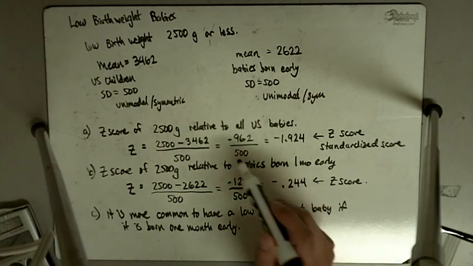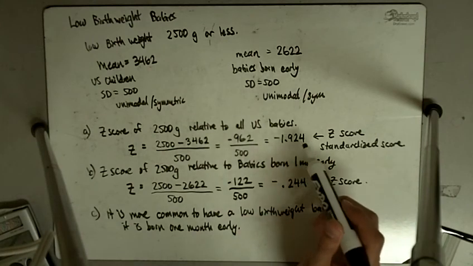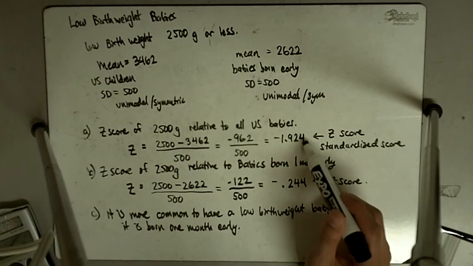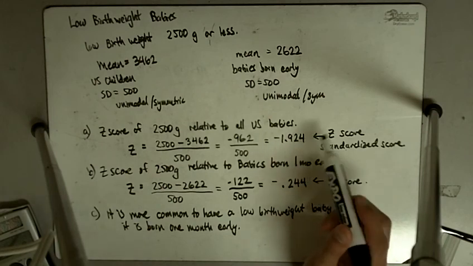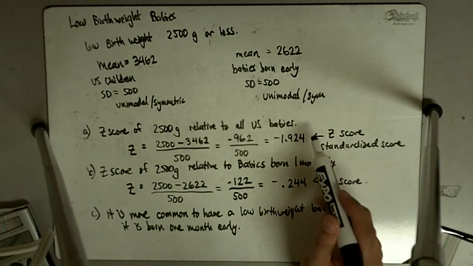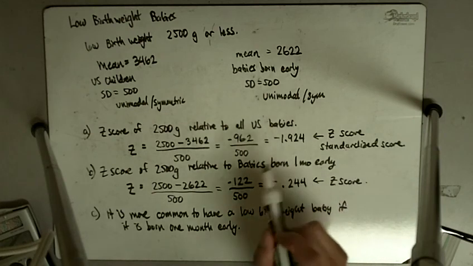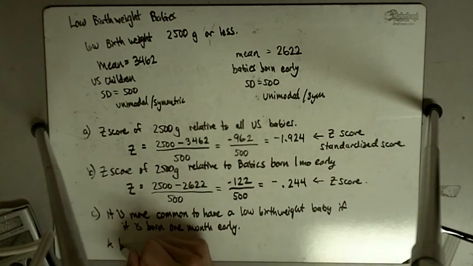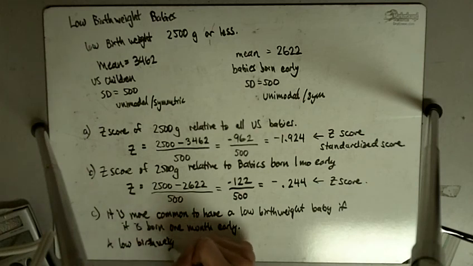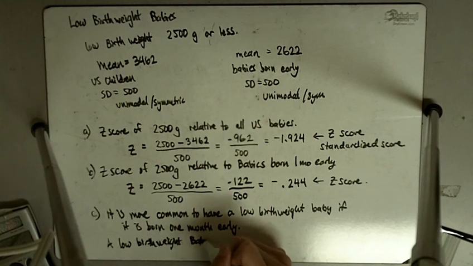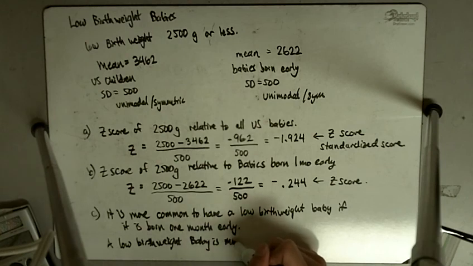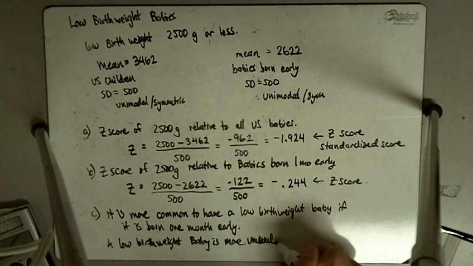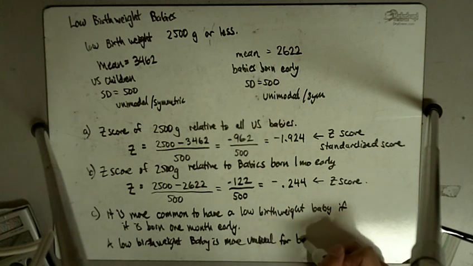But when we look at a low birth weight baby for babies born full term, we are nearly 2 standard deviations. We're 1.9 standard deviations below the mean. So this means it's more unusual. A low birth weight baby is more unusual for babies born full term.